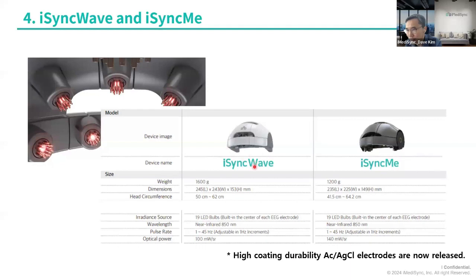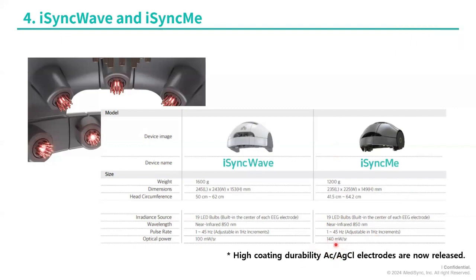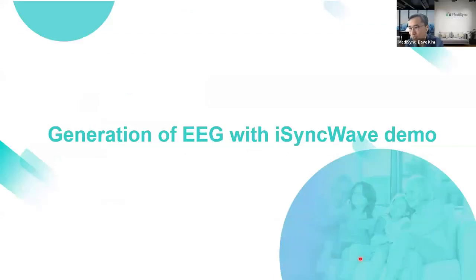Usually, after 100 to 200 recordings, the coating of the electrode wears out. Then you should replace the electrode. But with the new electrode, we think we can take advantage of a more durable silver chloride electrode system.